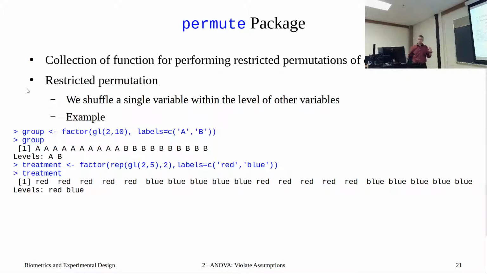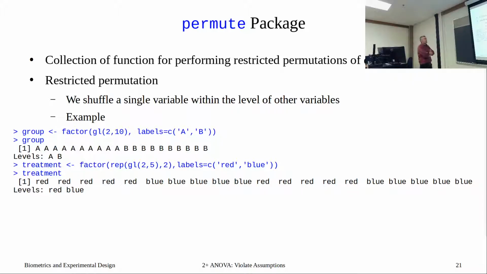So here's where another package comes into play, and it's the permute package. The permute package is going to let us do what's called restricted permutations, shuffling our data based on subsets. All right? So this is the idea with restricted permutation. And this is just kind of like an example to show what's happening and why it works.